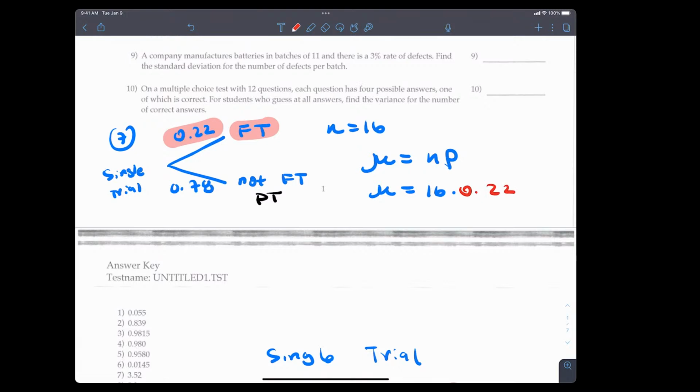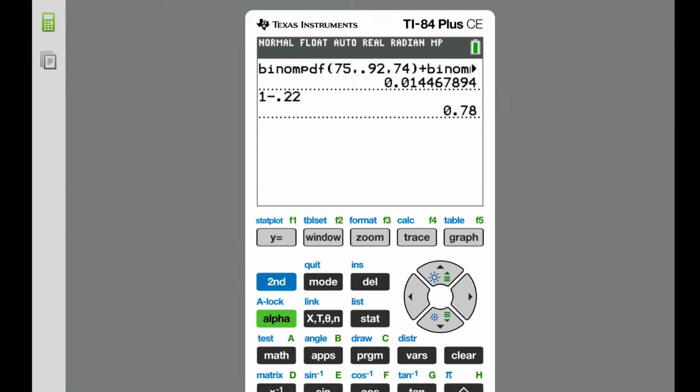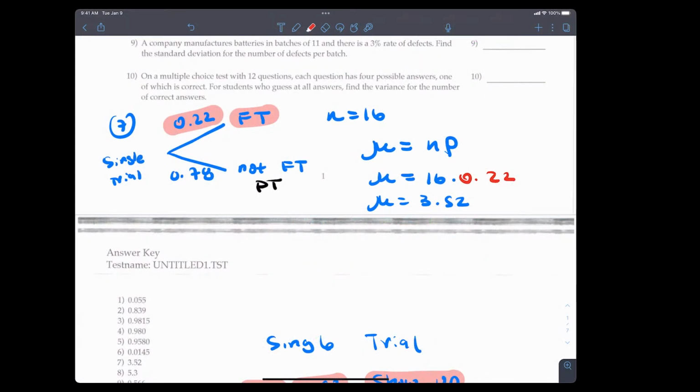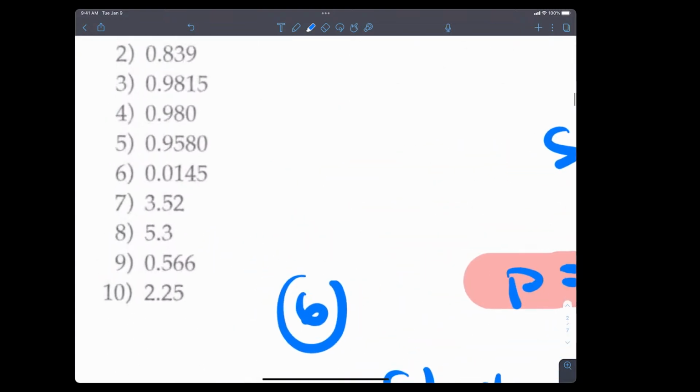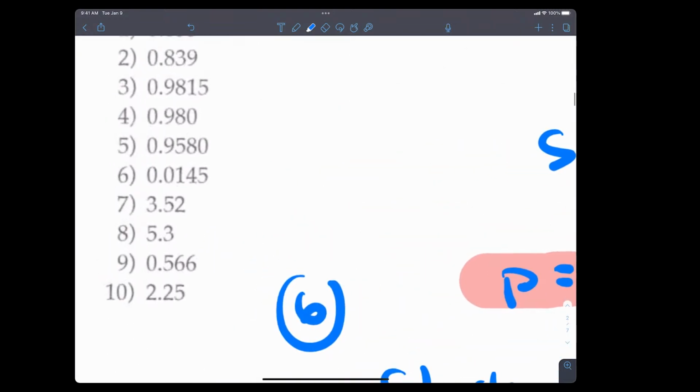Now, they didn't say where to approximate, which is kind of annoying to me, as you guys know by now. 16 times 0.22, and we get 3.52. So this is the mean, ladies and gentlemen. Number 7, the mean is 3.52. And sure enough, for number 7, yes, 3.52.